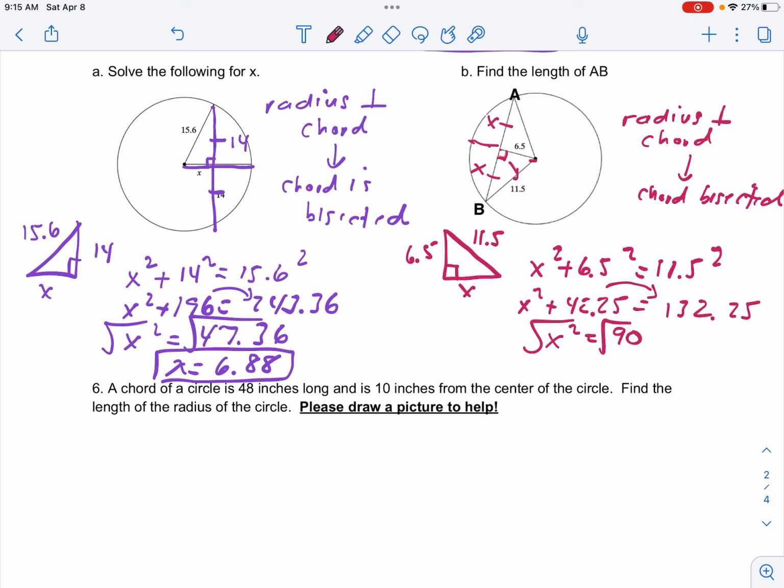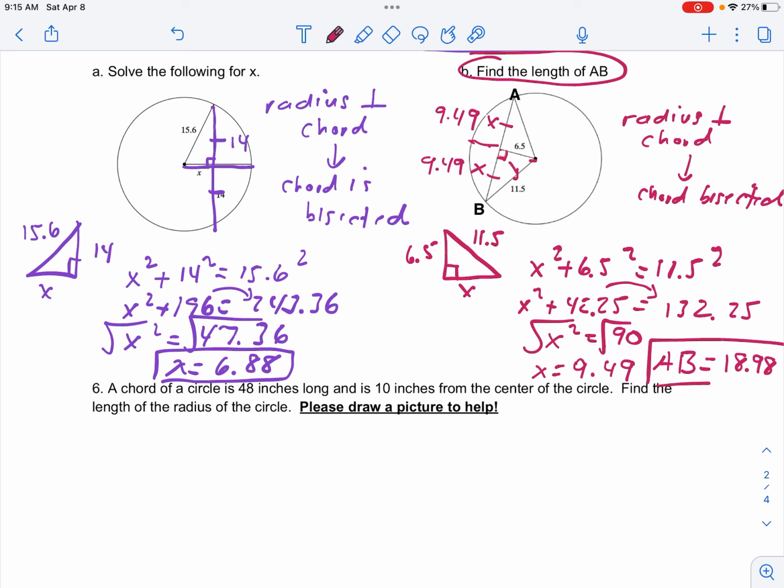Square root. You could leave your answer one of two ways. If you kept it as a decimal and just plugged it in, you would get 9.49 as your answer. Now, actually, that isn't the answer yet. That gets 9.49 here, but the goal of this problem is to find the length of AB, or the length of the chord, which means that this is also 9.49. So the answer in decimal form would be 18.98.